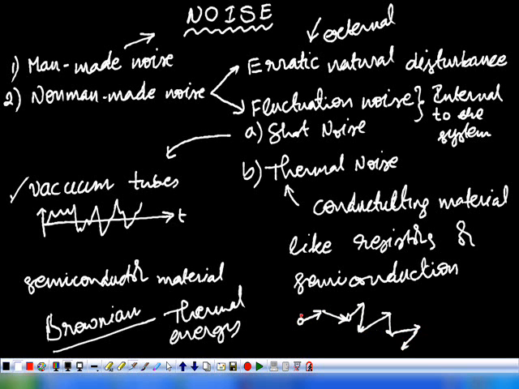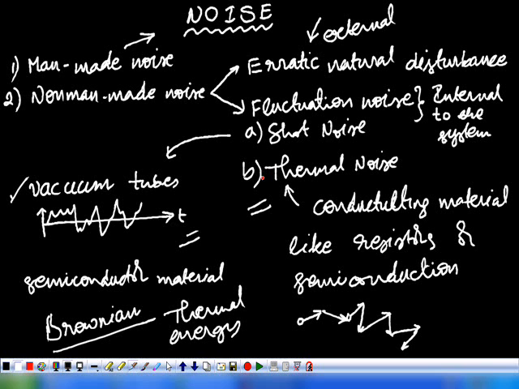Therefore the current constituted by these charged particles, which are moving with the acquired thermal energy, also varies randomly and in a zigzag manner. That type of current generated due to thermal agitation of the charged particles is called the thermal noise current, or the thermal noise. Here the source of the noise in both cases is internal to the system.